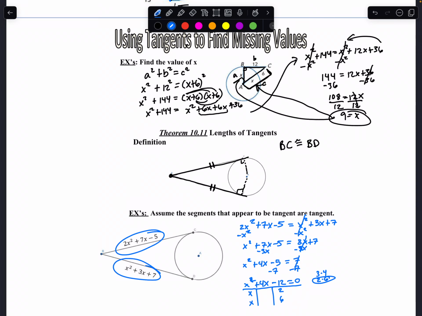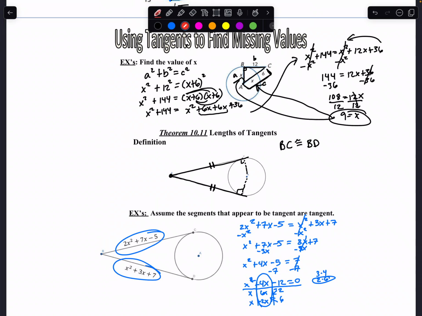When I cross multiply, 6 times x turns into 6x. 2 times x gives me 2x. These two values had to add up to a positive 4x. And the only way that it's going to add up to 4x is if I make this a minus 2, which means this should have been a minus 2.